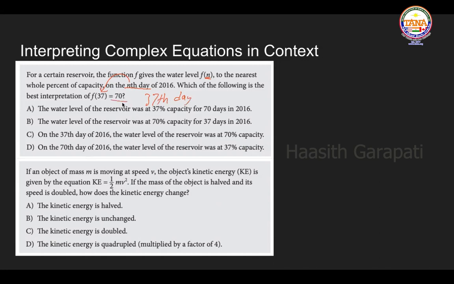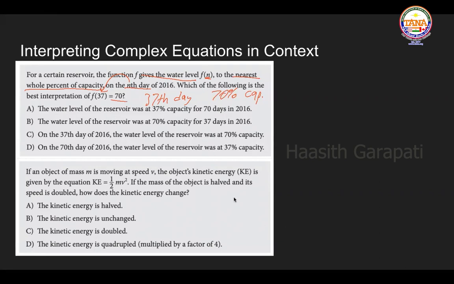What does the y value mean? They said for a certain reservoir, the function gives the water level to the nearest whole percent of capacity. So it gives a percentage that tells us the capacity of a reservoir. So what does 70 mean? 70 represents 70% capacity. So which answer best matches this interpretation?